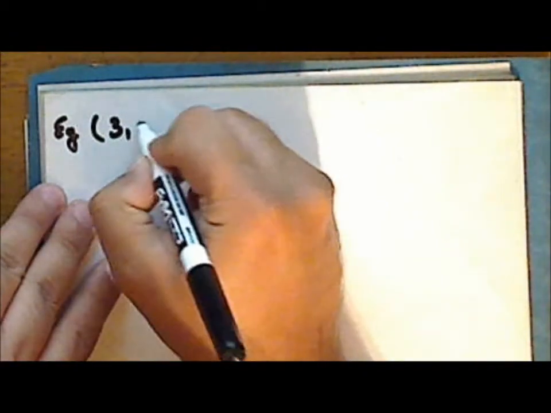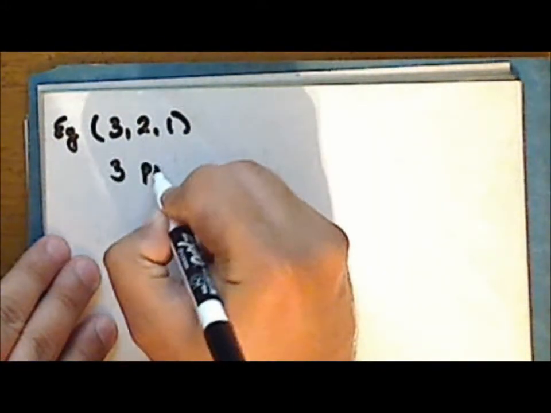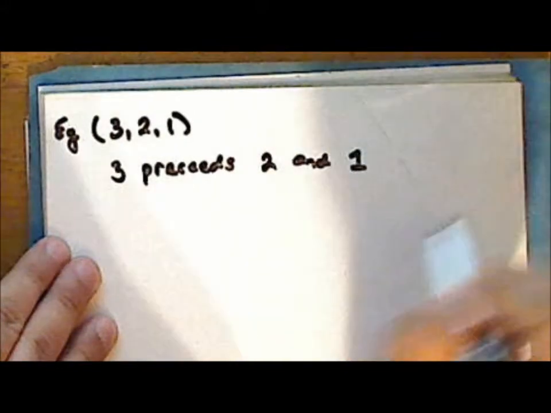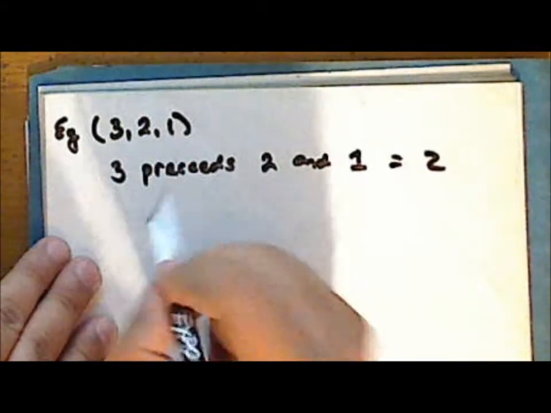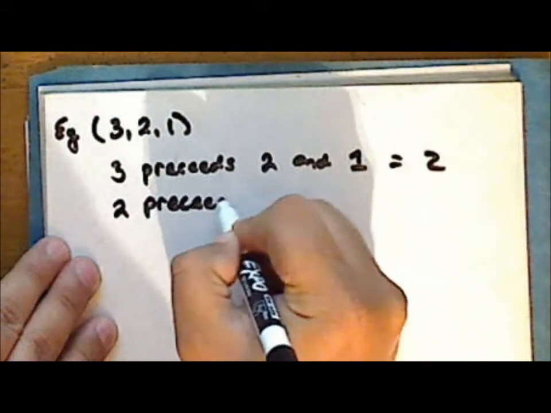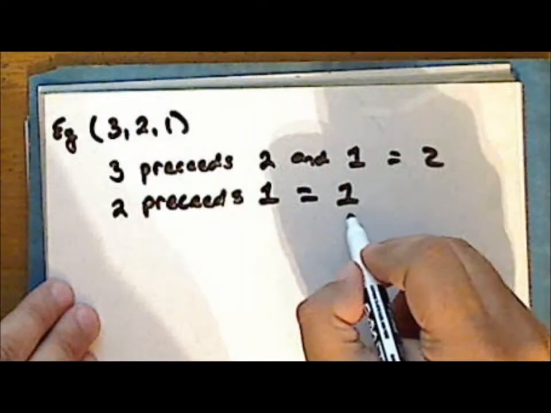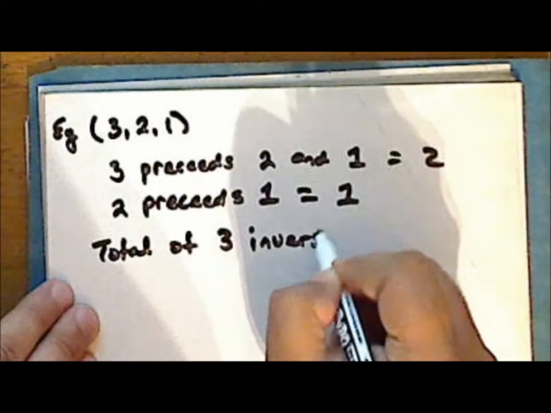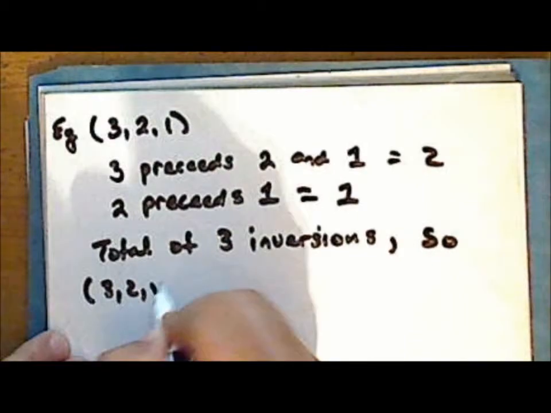Quickly, we'll look at another. Look at the permutation 3, 2, 1. Again, reading from left to right, the number 3 precedes both the number 2 and the number 1. So this is 2 inversions. And then continuing to read from left to right, we next come to the number 2, which precedes the number 1, and so this is 1 inversion. So we have a total of 3 inversions, and so the permutation 3, 2, 1 is odd.